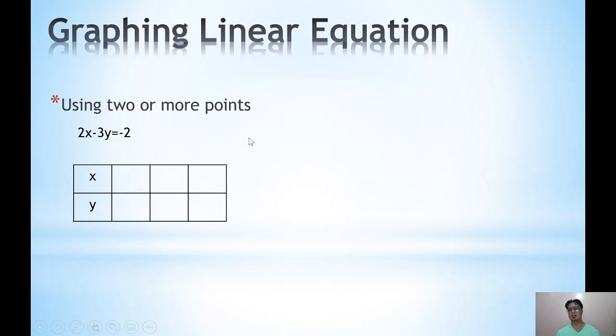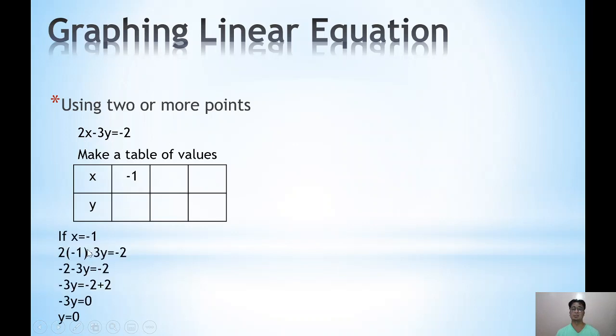Ito yung given, for example, and we will be creating table of values, x at saka y. Ibig pong sabihin, anything goes, ikaw magbigay ng kahit anong value ng x. Halimbawa, x is negative 1. Mula dito, palitan mo negative 1 yung x para y na lang ang matitira. Ayun. Pag minultiply, negative 2, minus 3y equals negative 2.